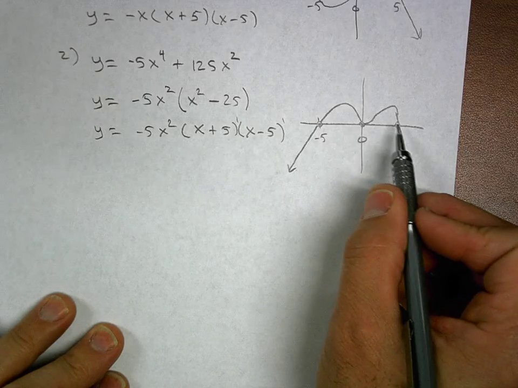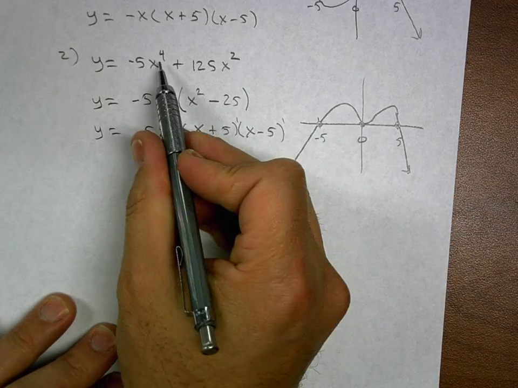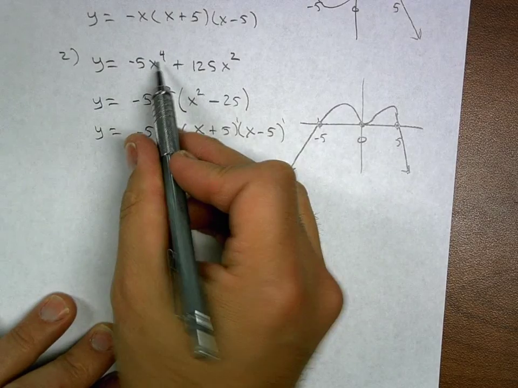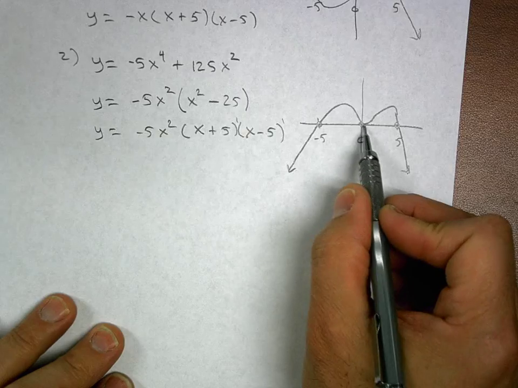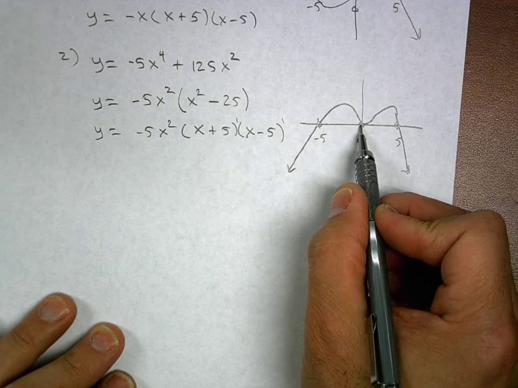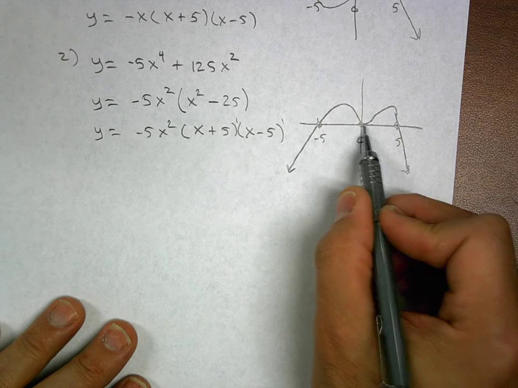There's 3 distinct x-intercepts. How many roots are there? 4. There's 4 solutions. Here's one right there. There's actually 2 right there. 0 is a solution, and 0 is another solution. It's kind of a double root, they call it. And there's 1 right there. So there's 4: 1, 2, 3, 4. Okay?